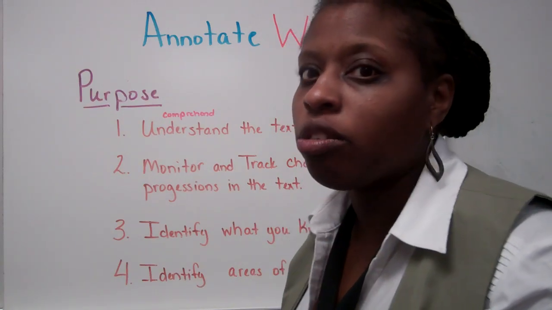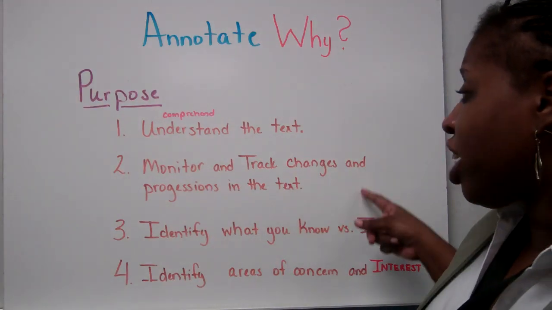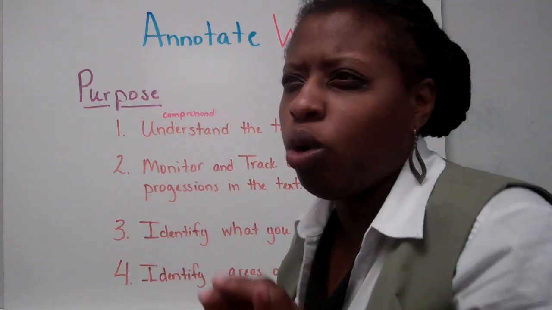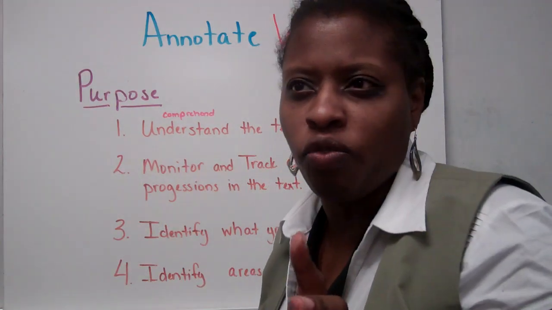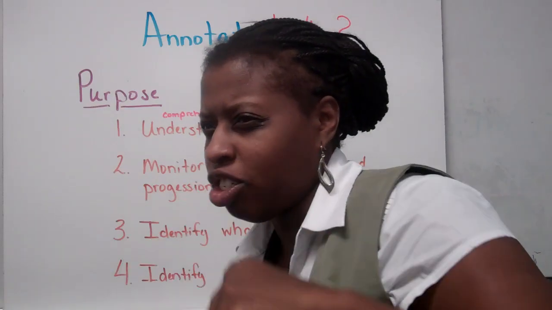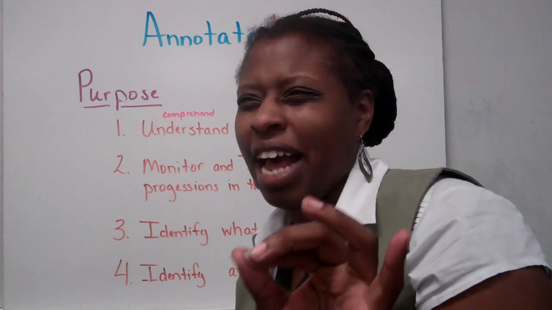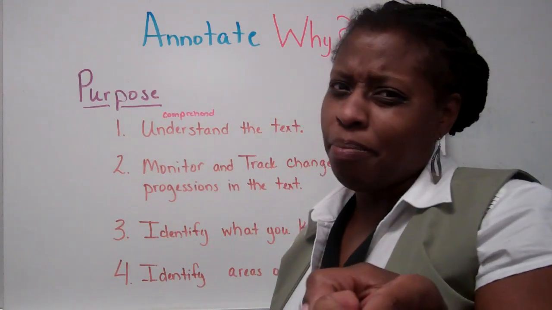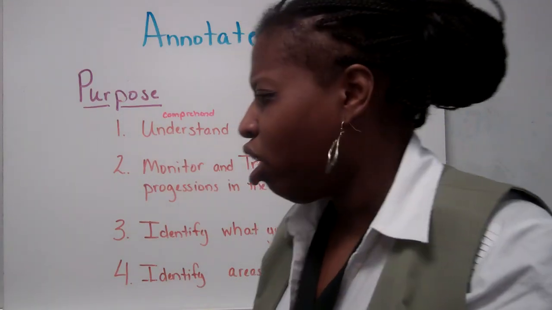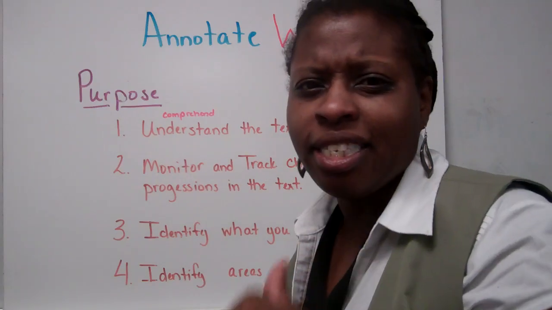How do we get to that understanding part? We go to number 2, where we monitor and track changes and progressions in the text. We look to see where, just like in a good movie, the author's doing something right there. I need to pay attention to that. Or, I didn't really like what that character said. I didn't agree with that. Or, that was a bomb quote the character said right there. I'm going to need to remember that and write that down. You're monitoring and tracking the changes and progressions in the text.